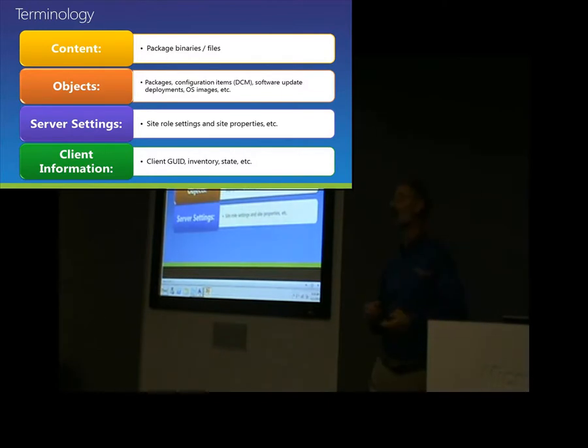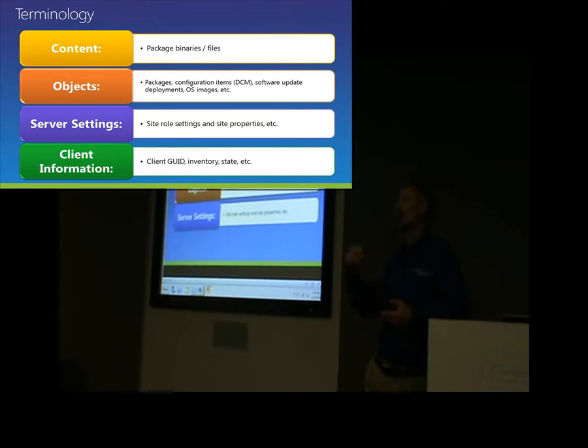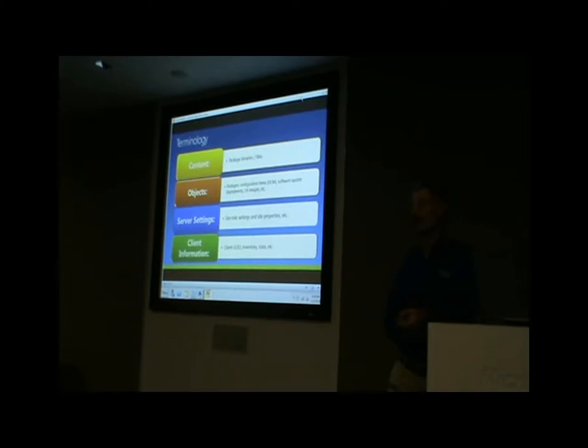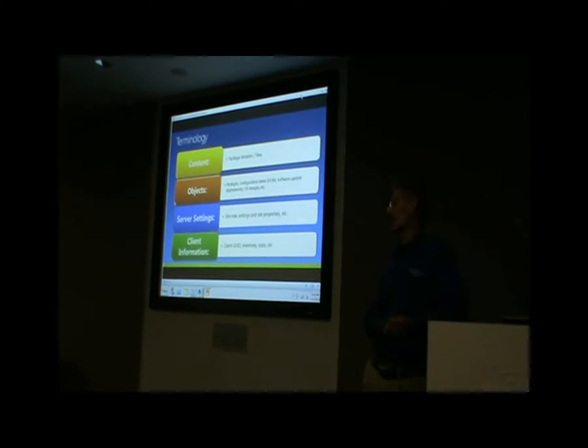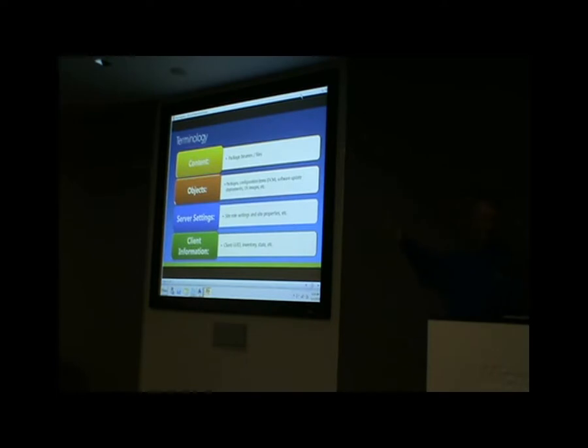Server settings are the site system roles and how they're configured: is BITS turned on, is it an NLB, what's your SQL Server instance for your SQL reporting box, and so on. So all the settings for your site systems. And then client information: the GUID, the inventory, and the compliance state information. Those are the 4 different categories you have to think about during your migration.